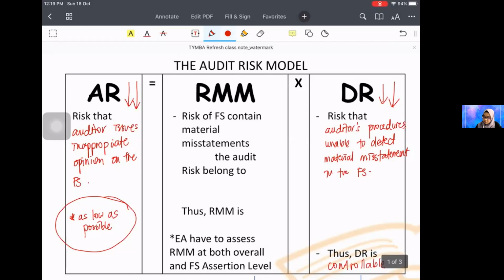So favorite question yang mungkin akan keluar MCQ, which one is controllable? Risk. DR, RMM, IR ataupun CR. Okay, kalau keluar soalan very simple ni jackpot lah.